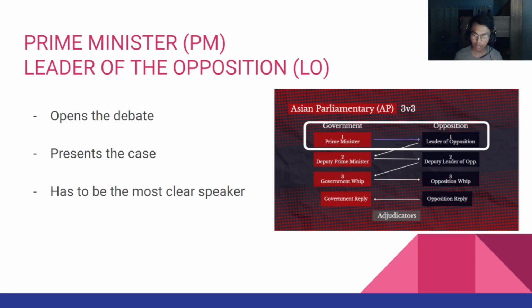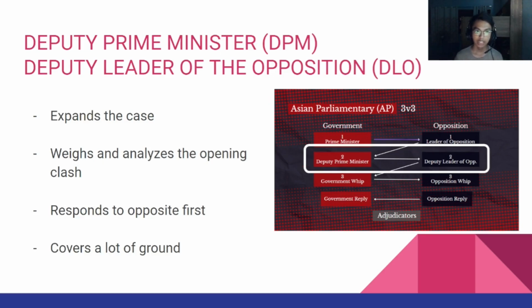So if something is unclear from the very start, it's not likely it'll get much clearer as the debate goes down the bench, especially when the points are being constantly refuted by the other side. So the PM and the LO have the added burden of being extra clear with presentation of the case. Now, the DPM and the DLO, or the deputies, speak second in the order of Asian Parliamentary.